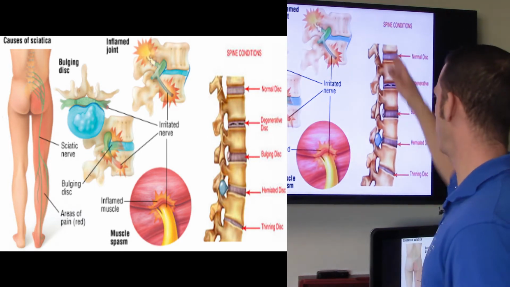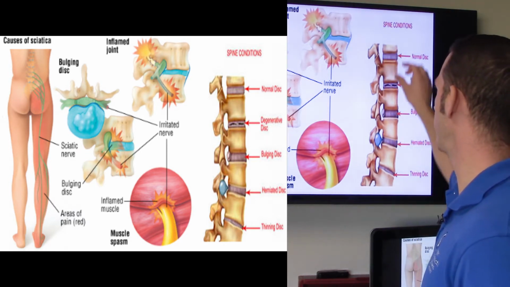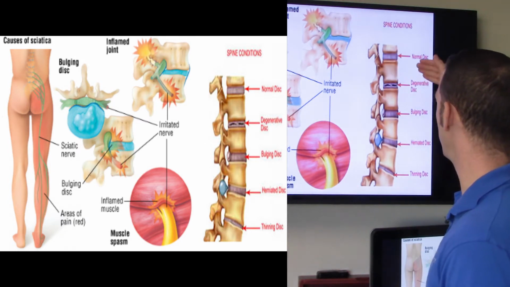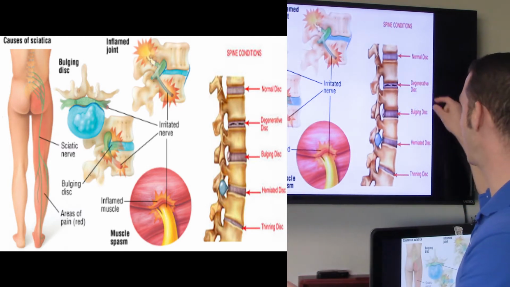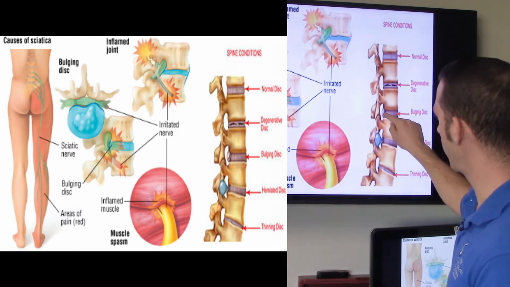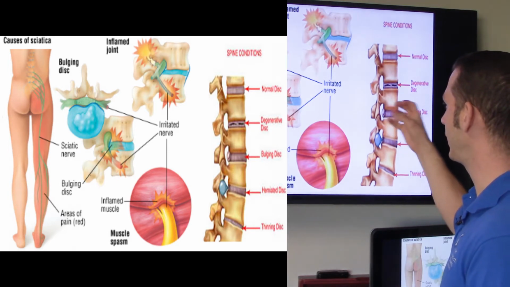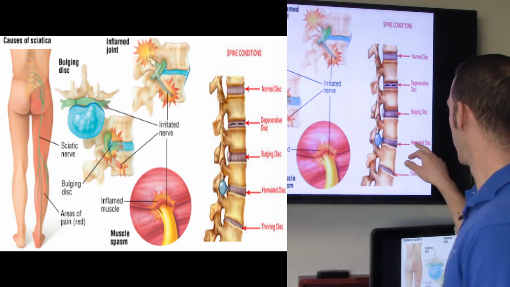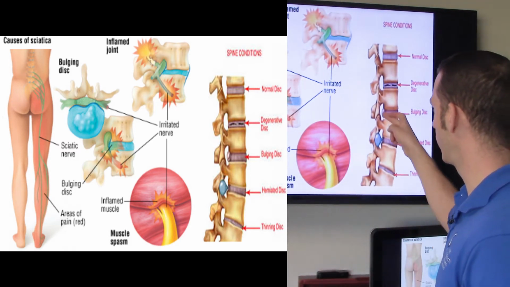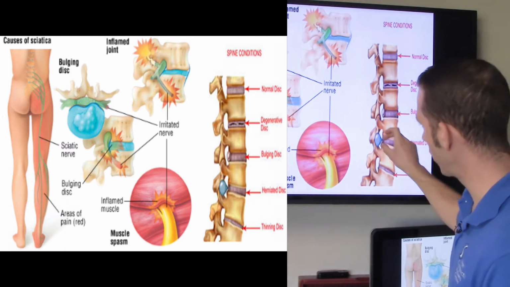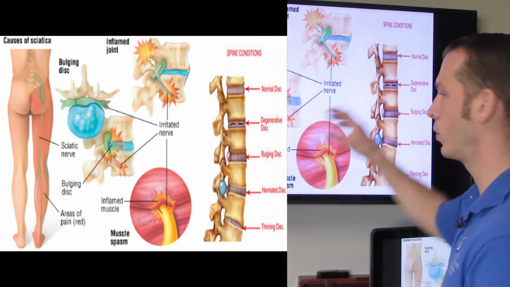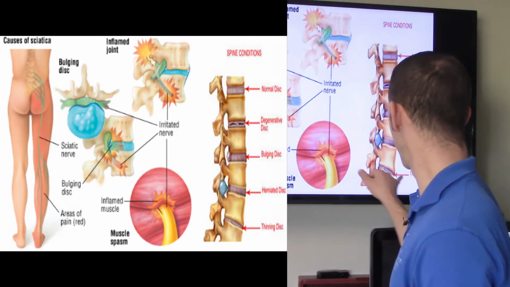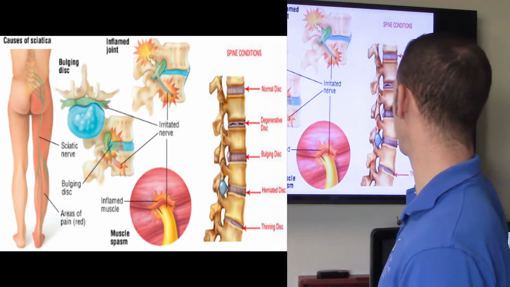Over here we have different conditions of the disc that can actually happen, right? So right here we have a normal disc. Below that we have a degenerative disc, which we talked about. A bulging disc is where just some of the material is still inside of the disc, but it's bulging out. That's hence the name. A herniated disc happens when the contents of the disc actually start to come out and outside of the annular rings of the disc. And a thinning disc is very similar to a degenerated disc.